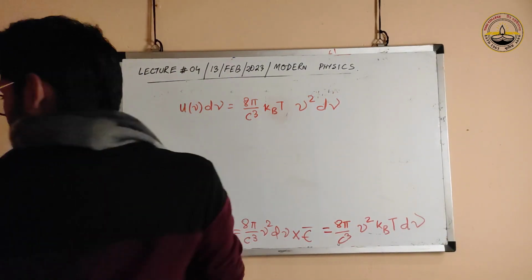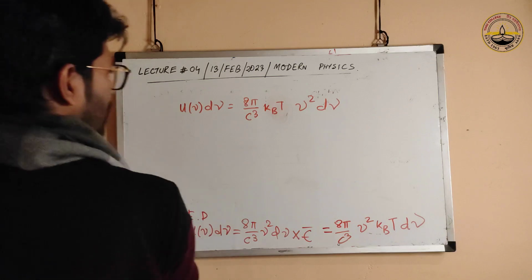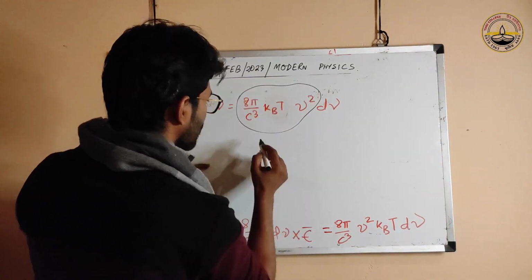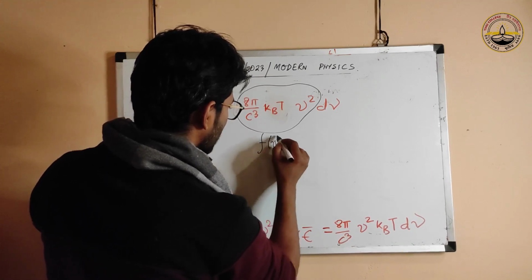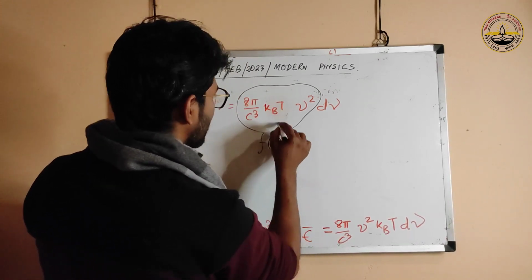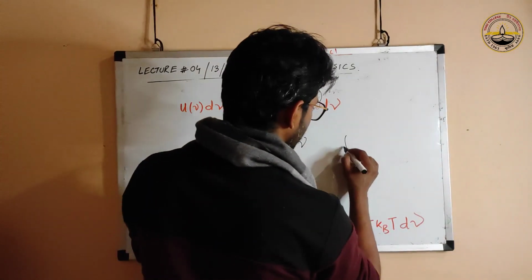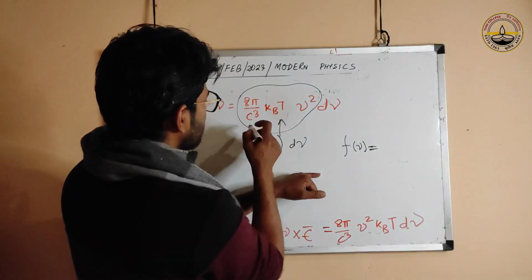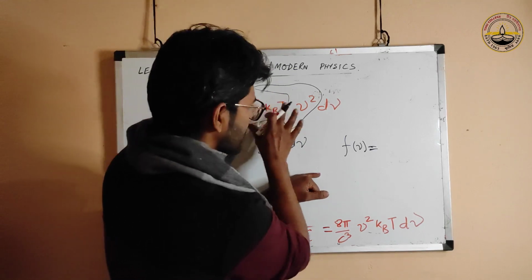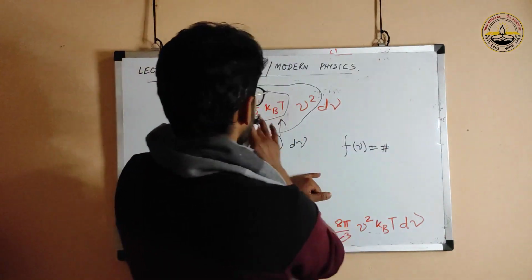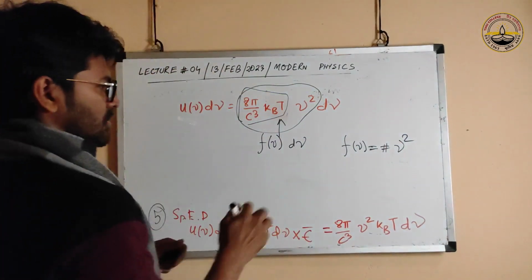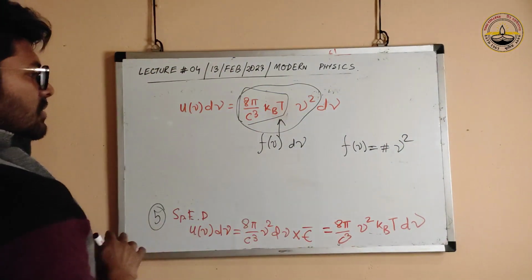So we found the theoretical function. We said we wanted an f nu d nu, and we found the f nu. What is this f nu? It is some constant, 8 pi by c cubed, times kBT times nu square. So nu square, that's the function.